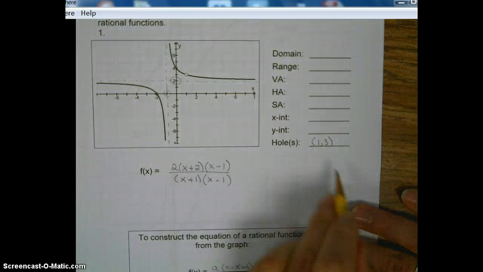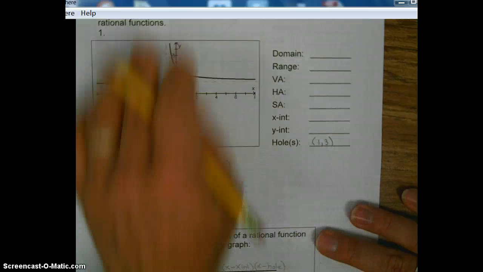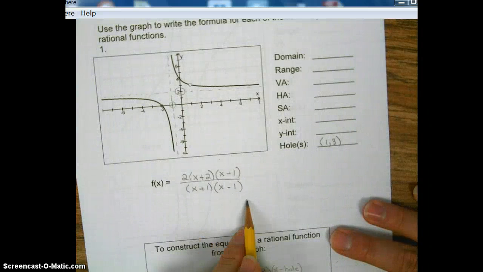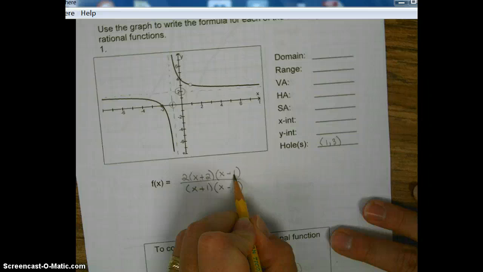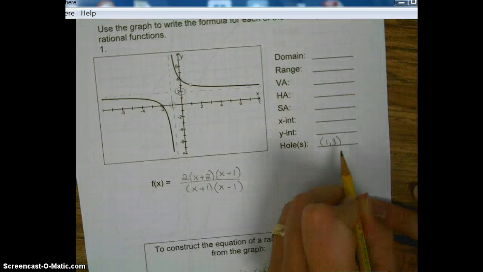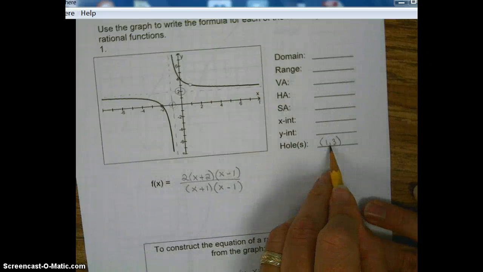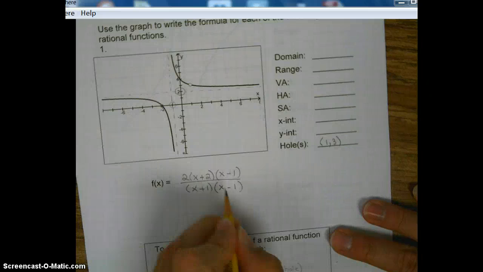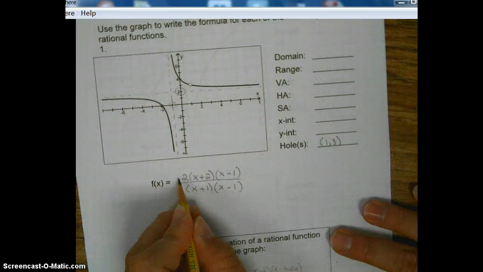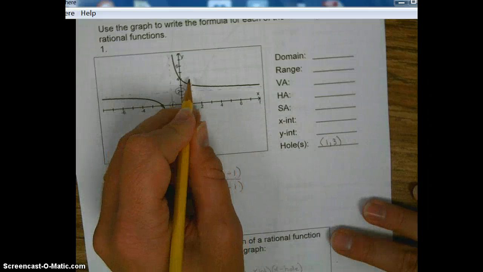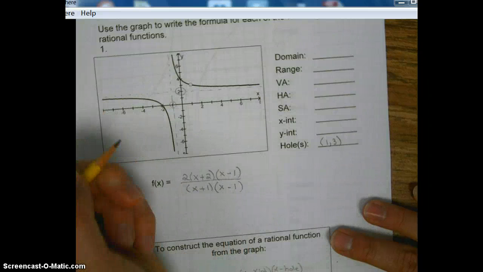Another way to calculate the hole, let's say that you weren't given the graph and you were just given the equation. We would know that the x-coordinate is 1. But to calculate the y-coordinate, we would have to substitute in 1. If we put 1 in, it's going to be undefined on the top and the bottom. So for this problem, we would need to get the hole information from the graph.